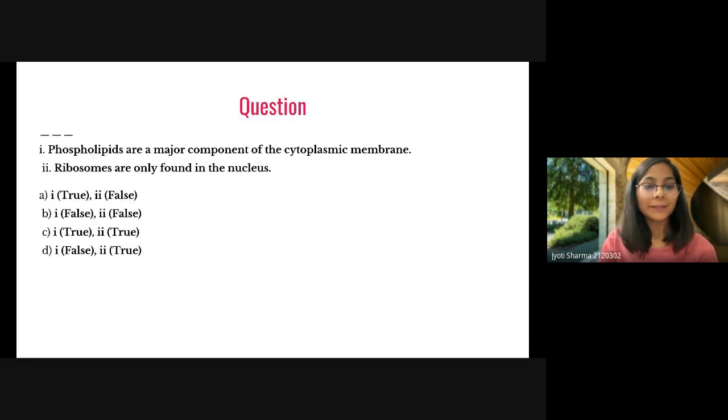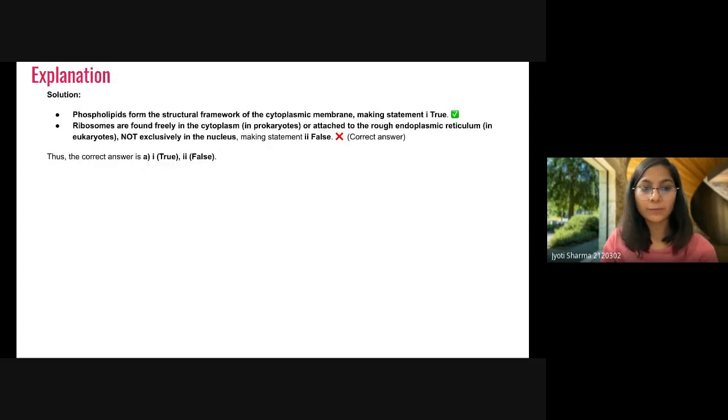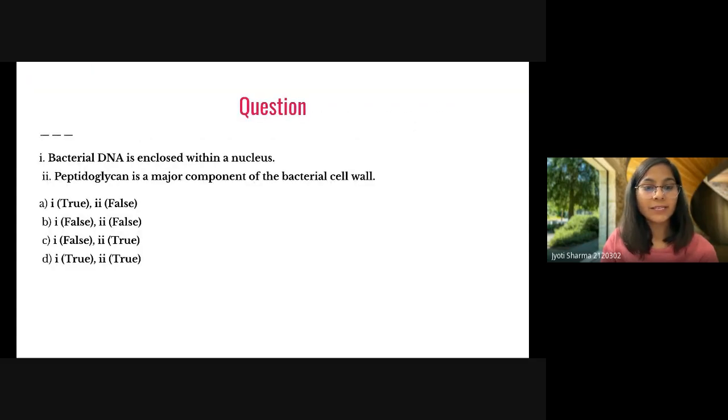Okay. Then phospholipids are the major component of the cytoplasmic membrane. Ribosomes are only found in nucleus. The second statement is not correct, because ribosomes are not only present in nucleus but in the cytoplasm, in the mitochondria, and in the chloroplast as well. Then bacterial cell is enclosed within a nucleus. No, we do not have a nucleus within the bacterial cell. This is the false statement. Peptidoglycan is the major component of the bacterial cell wall. This is correct. Then C is the right answer.